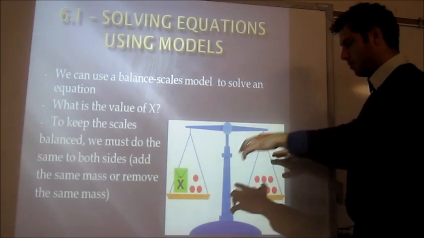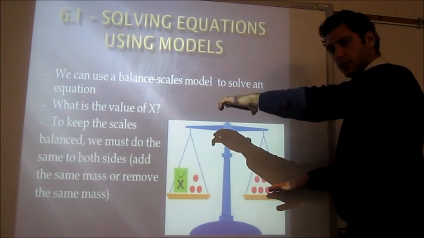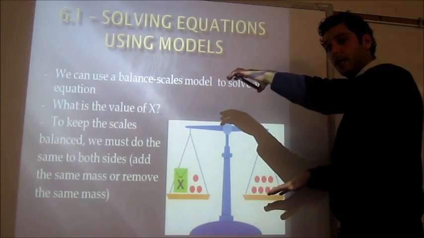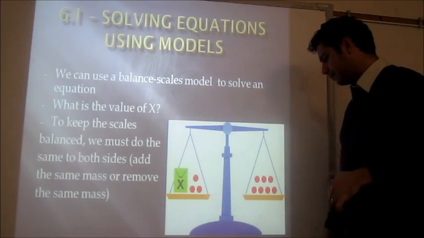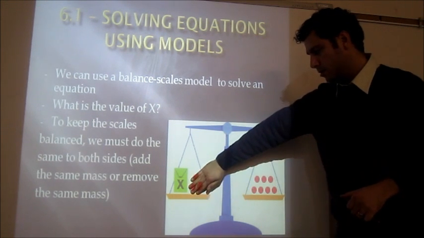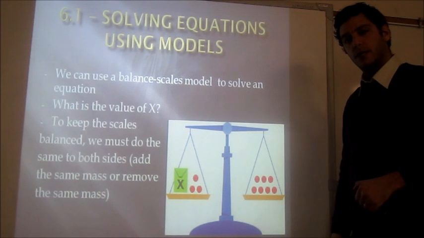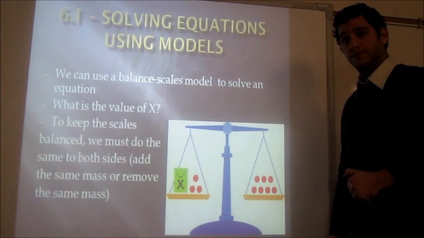So if we didn't, the balance scale would be tilted this way. We would remove 3 on this side, and the balance scale would be unequal, unbalanced. So if we removed these 3, and we removed 3 on this side, we're left with 4 circles. So we could say that x is equal to 4.